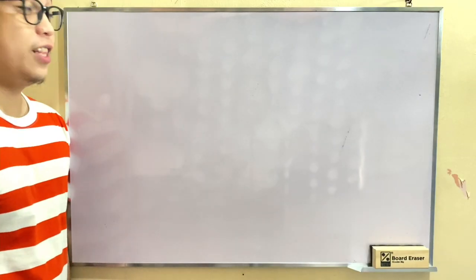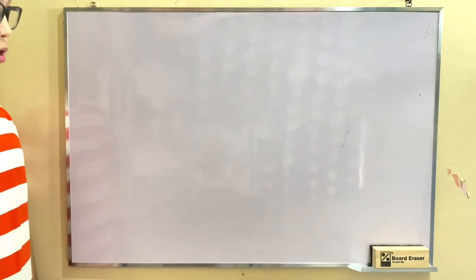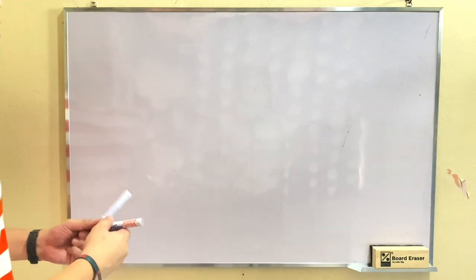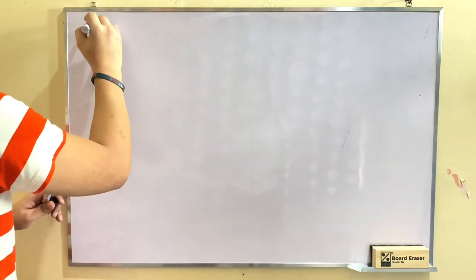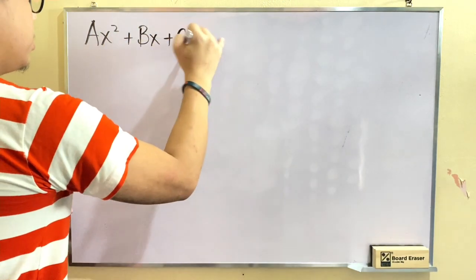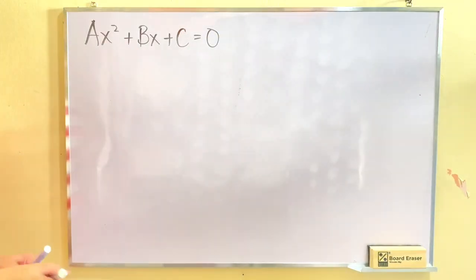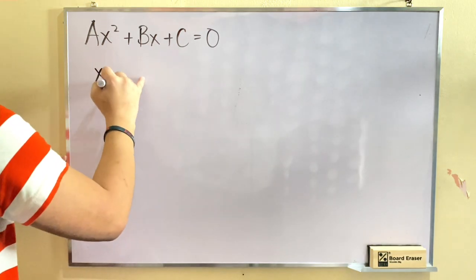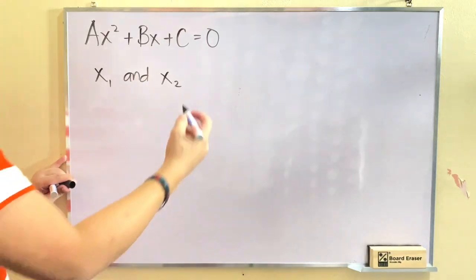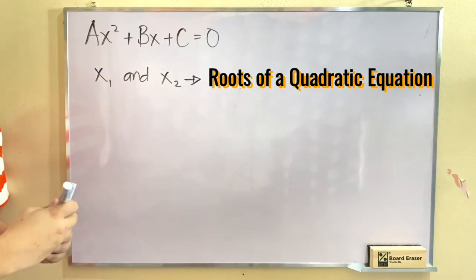Hello everyone! So ang topic natin ngayong araw is how to find and solve for the sum and the product of the roots of a quadratic equation. So ano bang hitsura ulit ng isang quadratic equation? So ang general form ng quadratic equation is ax squared plus bx plus c is equal to 0. From the given quadratic equation, maaari tayo makakuha ng x sub 1 and x sub 2. Ang x sub 1 and x sub 2 ay sila ang tinatawag nating roots of a quadratic equation.